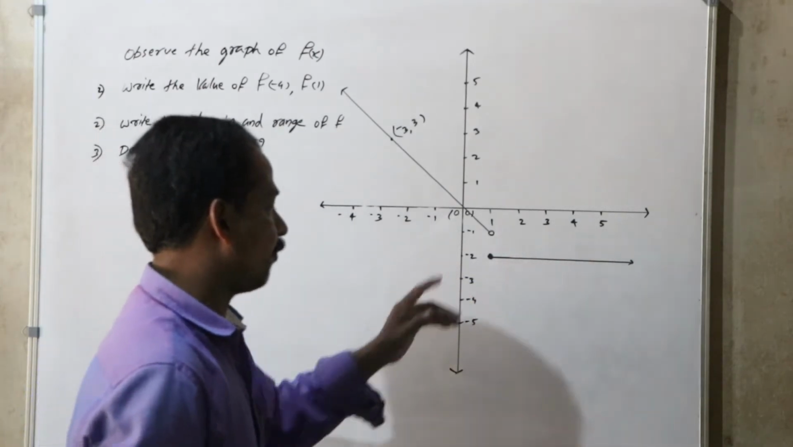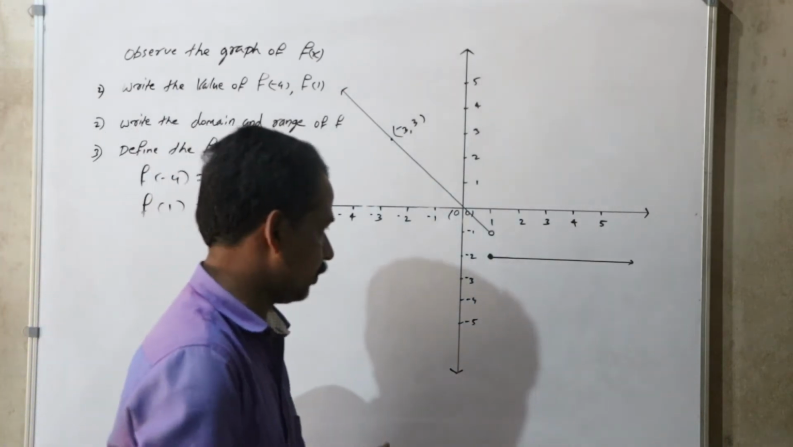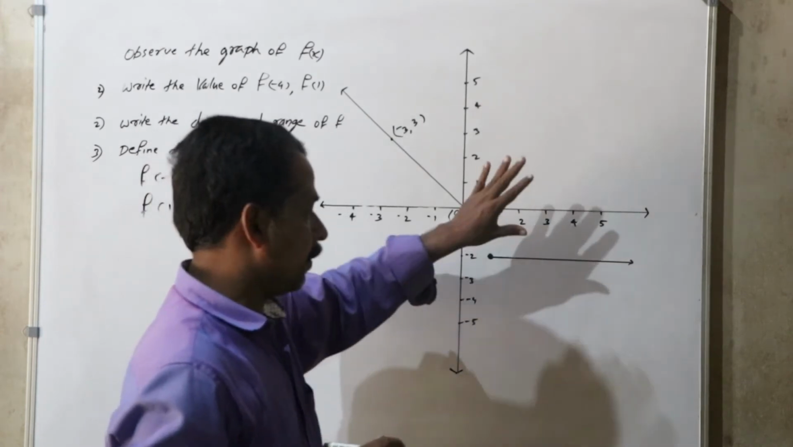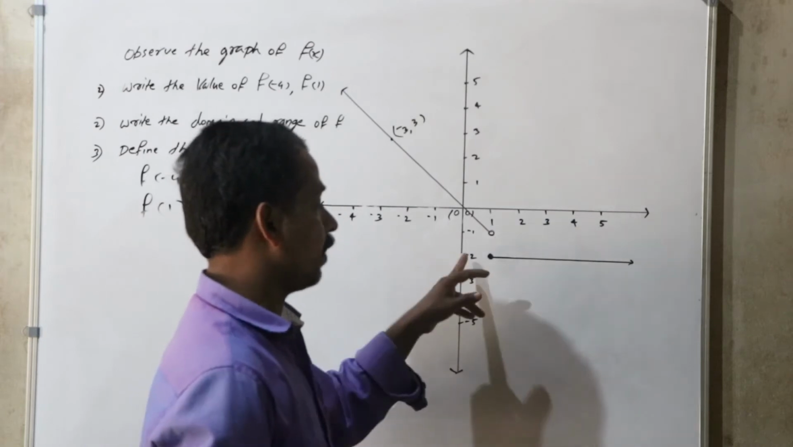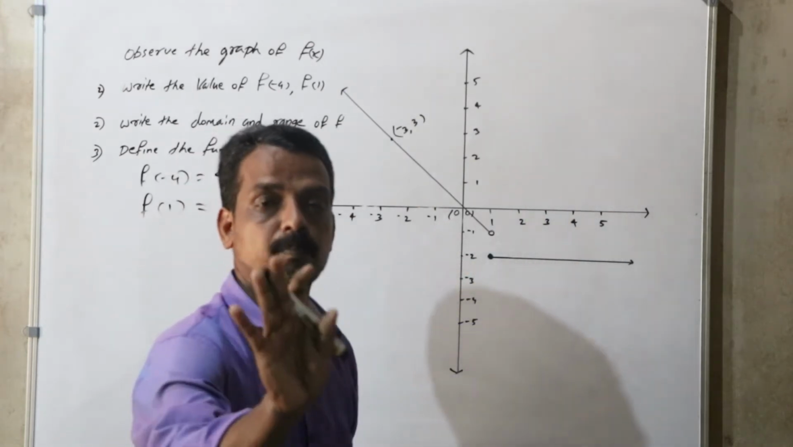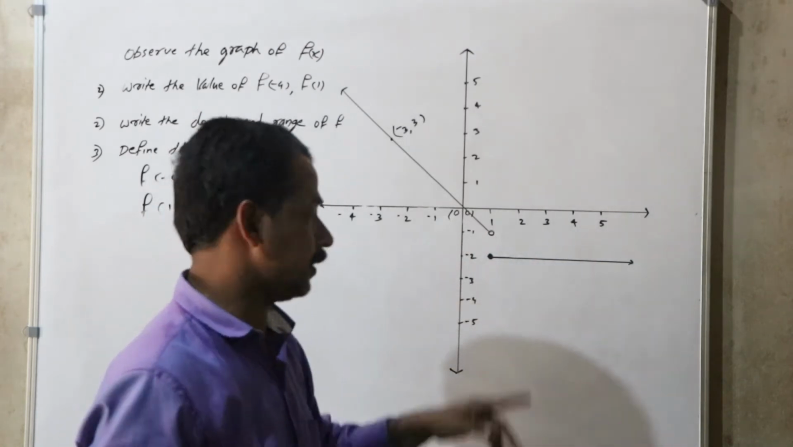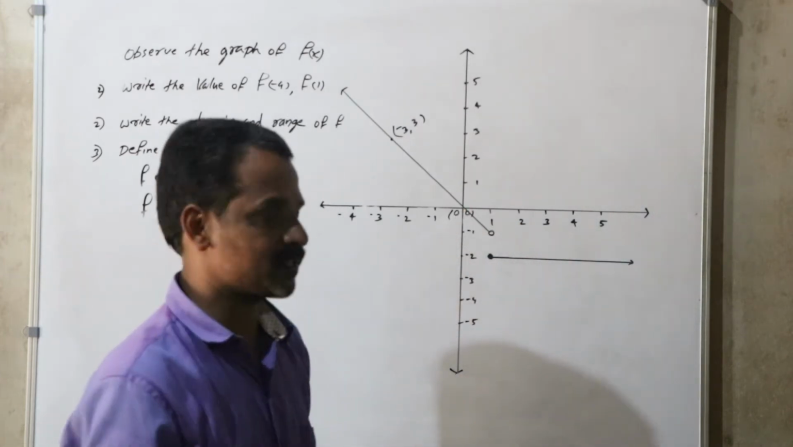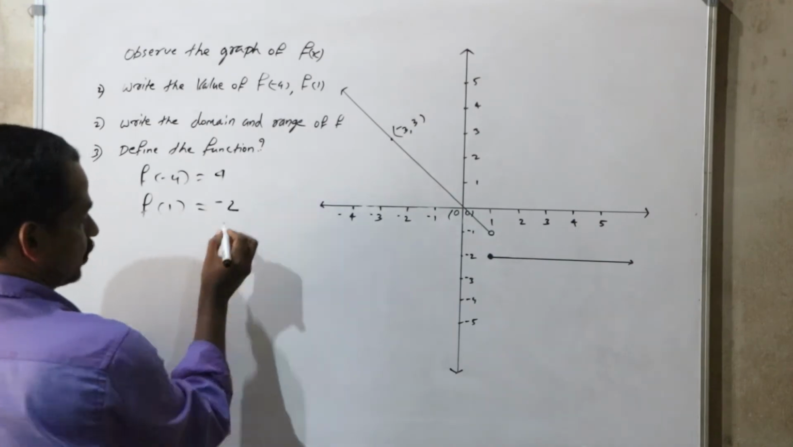Okay. F of 1 is equal to, we know that this line is perpendicular at minus 2. So the y coordinate of any point in this line is equal to minus 2. For 1, the y coordinate is minus 2. For 2, the y coordinate is minus 2. For 3 as well. So f of 1 is equal to minus 2.